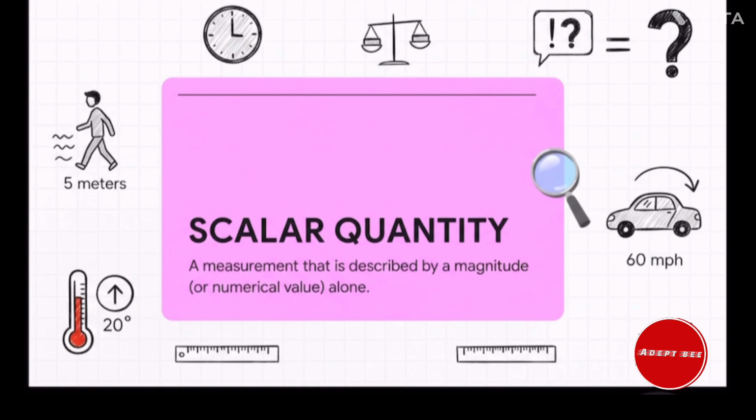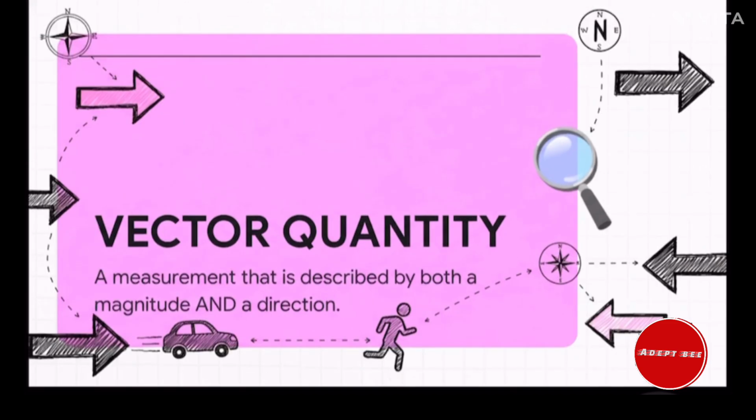Okay, first up, the easy one, a scalar. A scalar is really just a simple number with its unit. You know, when you say you walked 5 meters, or the temperature is 20 degrees Celsius, or a car is going 60 miles per hour, you're using scalars. They only tell you one single thing, how much. But this is where it gets interesting. What happens when we add just one more piece of information? Direction.